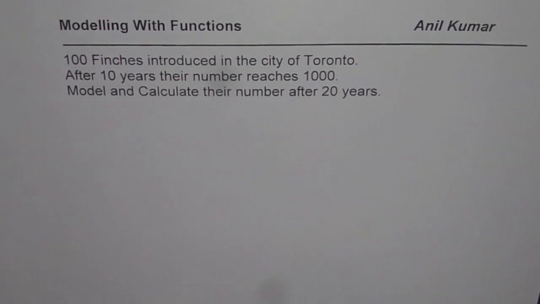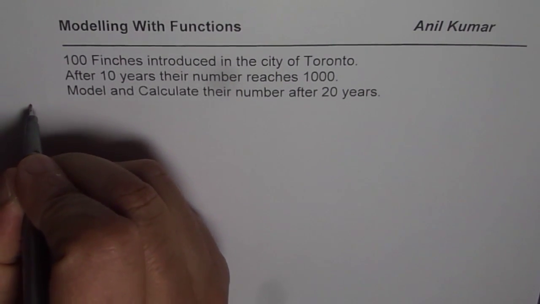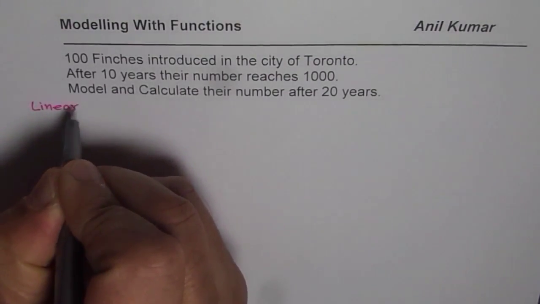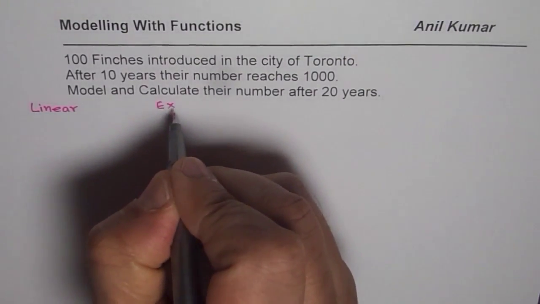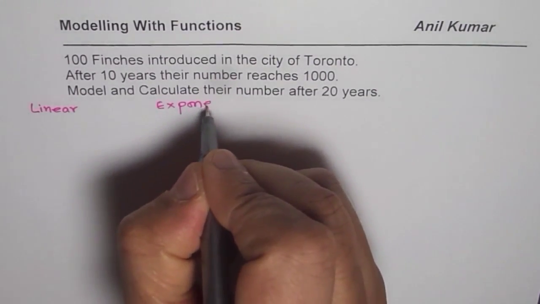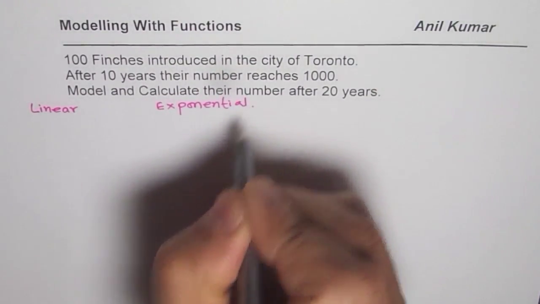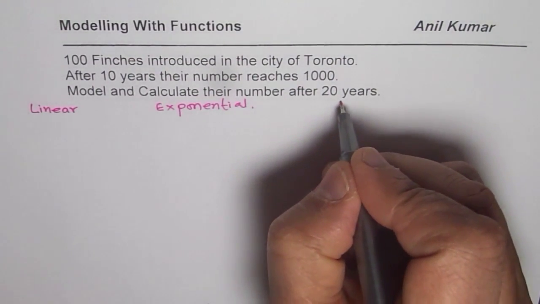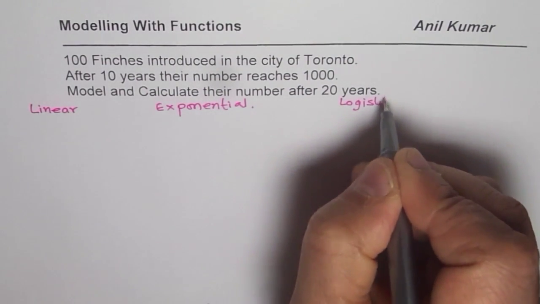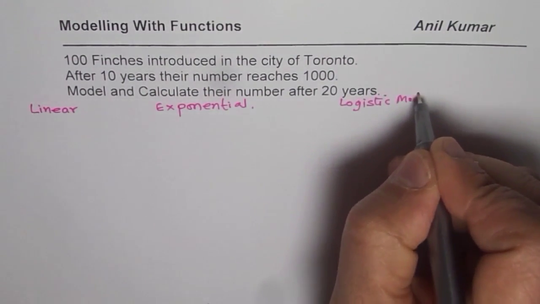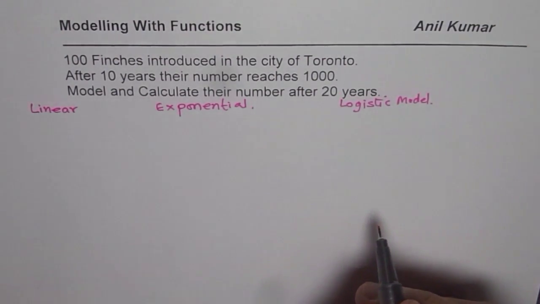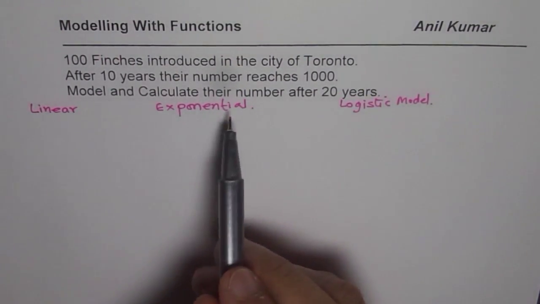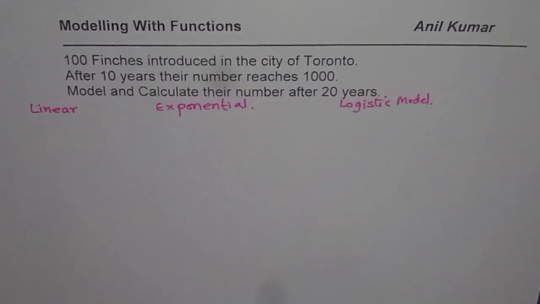Now, to model this, we'll actually use three different ways of modeling it. Since we could assume this situation could be linear, right? So that could be one model. We could assume that this is exponential growth of these finches, right? So that could be another model. And we will take a realistic approach also, which we call logistic model, right? So we'll approach with logistic model also. So we'll actually try to understand these three models while working out the number of finches after 20 years, right?